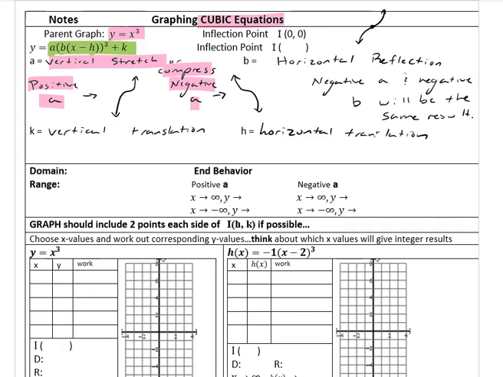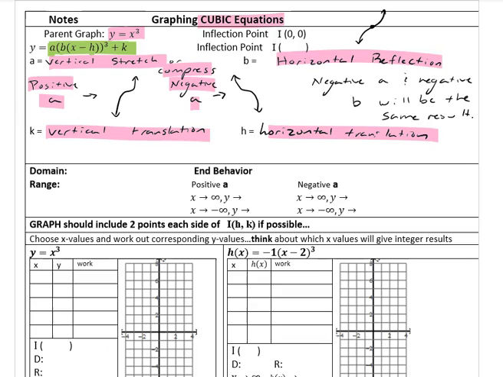B is your horizontal reflection. Negative a and negative b will show you the same result. It's going to be the same type of flip. K is a vertical translation, and h is a horizontal translation.